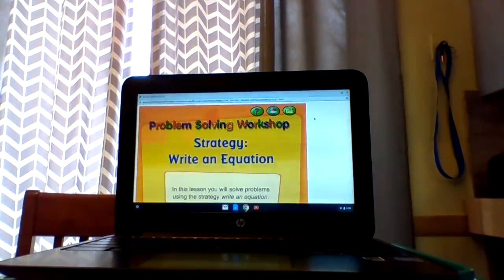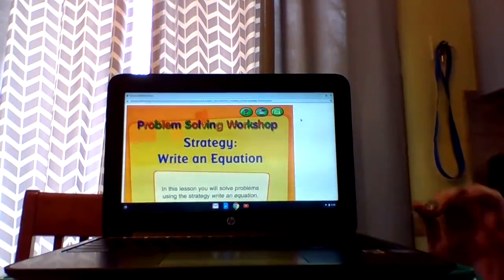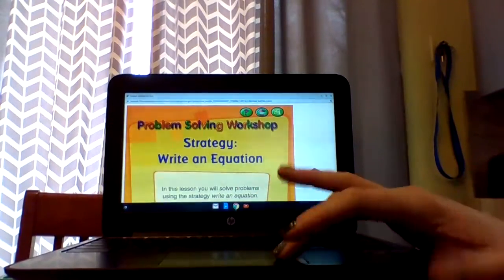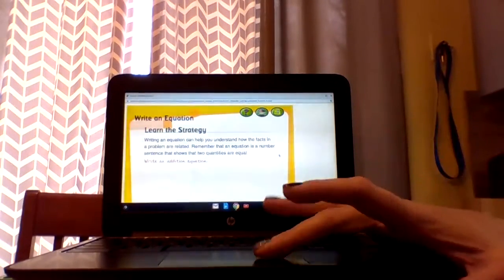We're going to talk about how we write an equation. This is wonderful because we've worked on this many times before, but we're going to be looking at it in terms of writing fractions. So, here we go. Writing an equation can help you understand how the facts in a problem are related. We know, remember this, that an equation is a number sentence that shows that two quantities are equal. So if I have 2 times 3, then I have my equal sign, we know that's 6. So one side is equal to the other side.